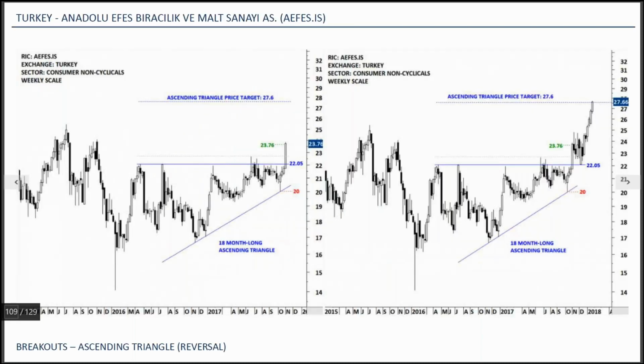Here, this stock from Turkey, it's a beer company. After several tests of chart pattern boundary, and here you can see how the stock consolidated right below the chart pattern boundary, preparing for a breakout. Breakout takes place, pulls back, and reaches chart pattern price target. These are the type of price actions we would like to capture after lengthy consolidations.